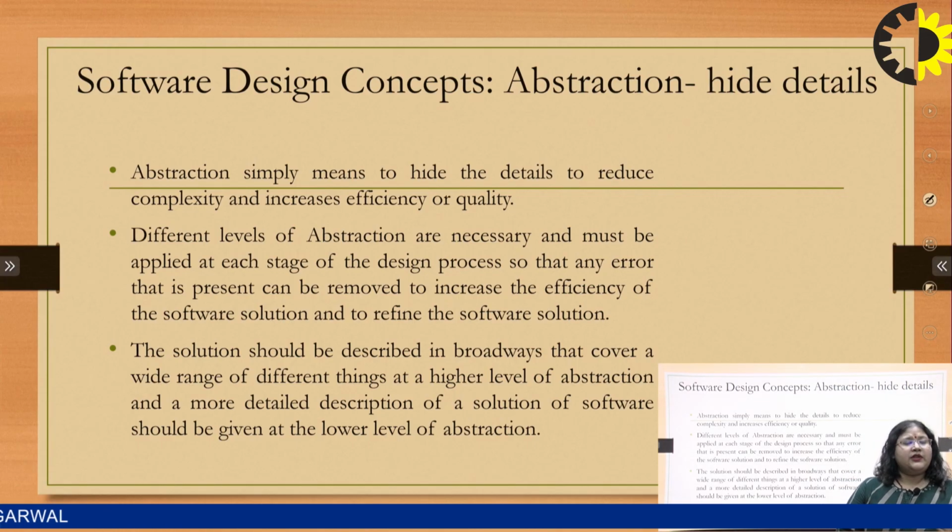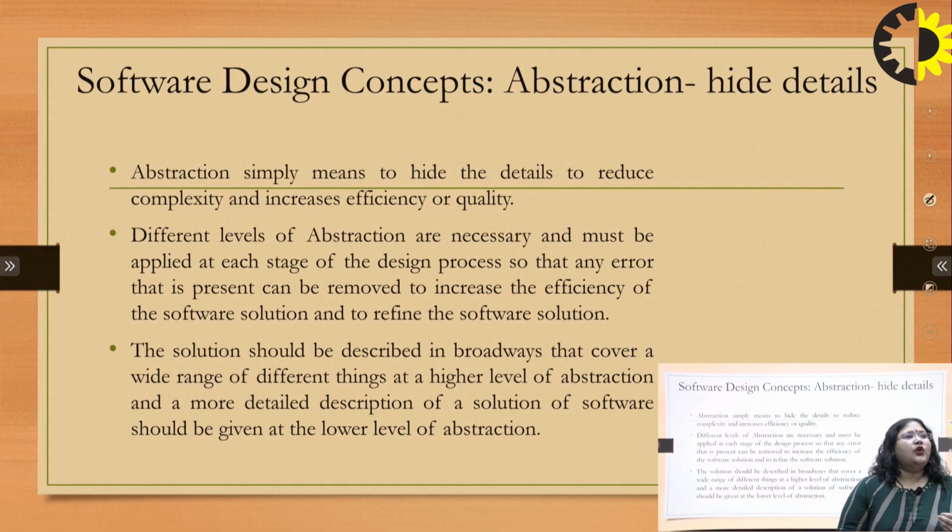What is abstraction? It means we hide something. Abstraction means simply hiding the details to reduce complexity and increase the efficiency of the software, or emphasize the quality of the software. Different levels of abstraction are there. So we have to minimize the errors, remove the errors, and increase the efficiency of the software solution, or define the refinement in the software solution, so it gives better results. So this is the abstraction of software design.